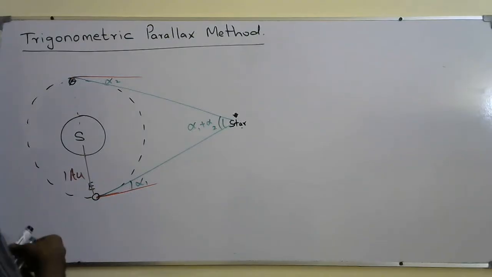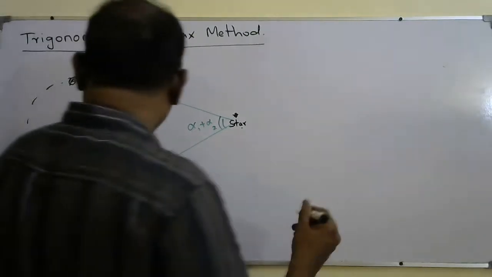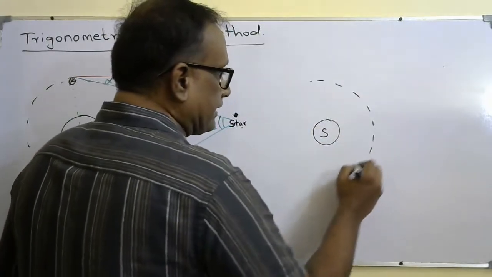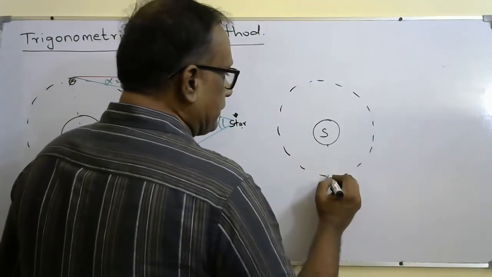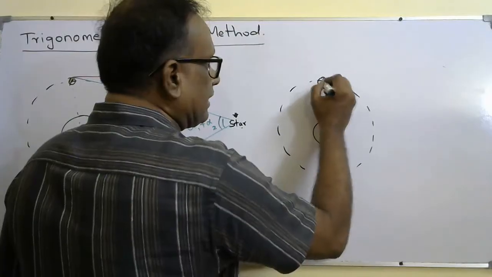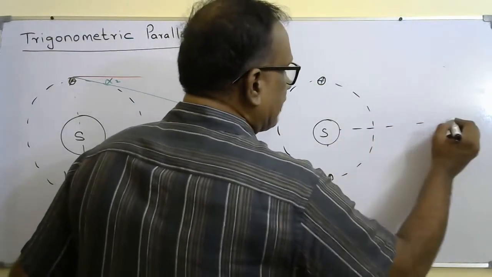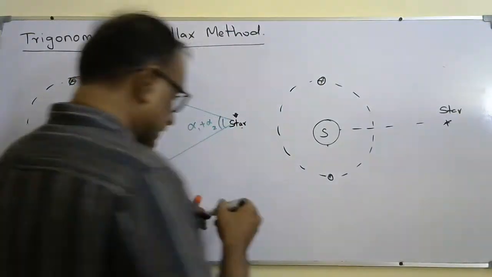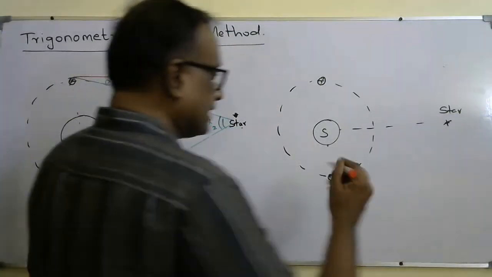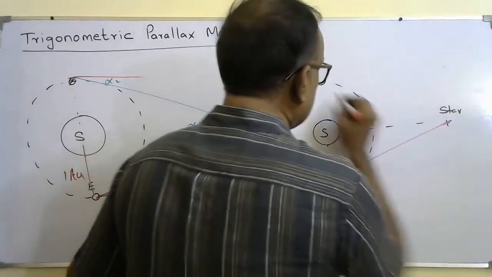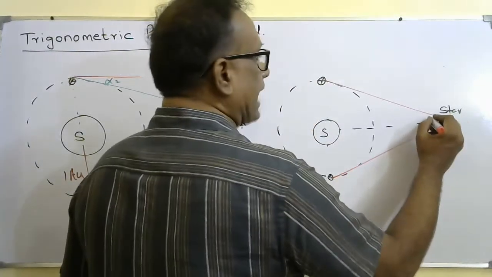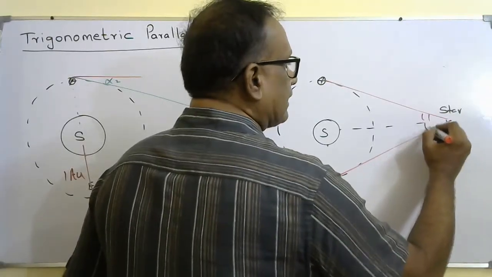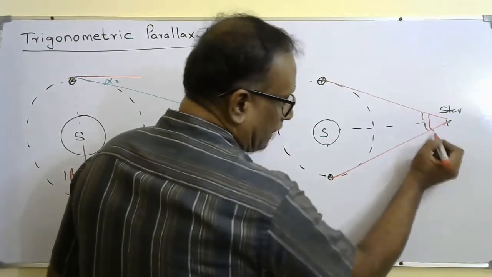If I draw a simple diagram, the Sun is here and the Earth is orbiting like this. Imagine the Earth is exactly here and the star is exactly here, though that won't always happen. If the star is here, I can measure this angle. Because of the symmetrical nature, this angle will be bisected. So if I know this angle, this will be half of it.